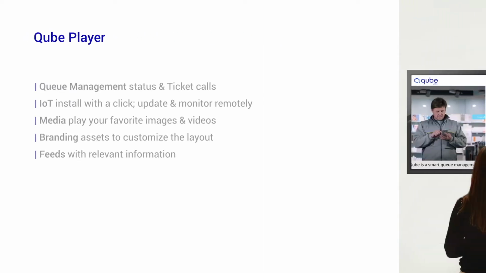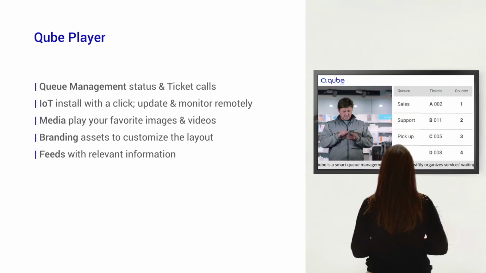The player is a very important tool to communicate with your visitors and keep them informed. On the screen, you can show the queue management status while sharing your own contents. These contents can go from personalized corporate advertising from the business, such as promotions, campaigns, or discounts. It is also possible to run videos and a feed with news information.